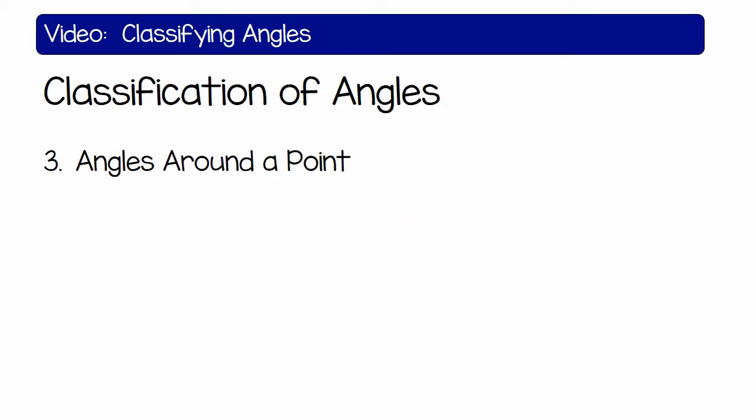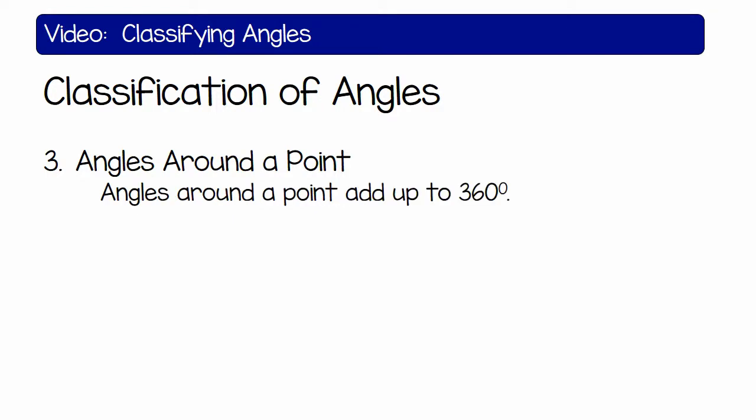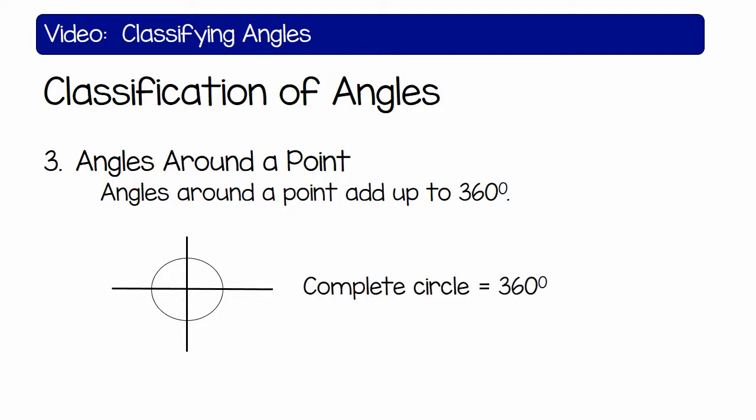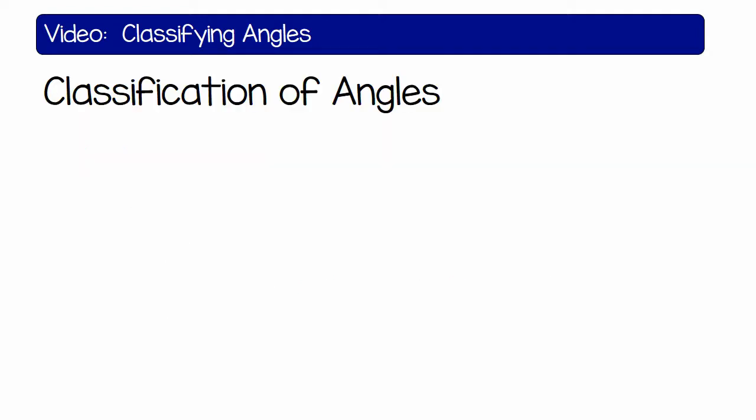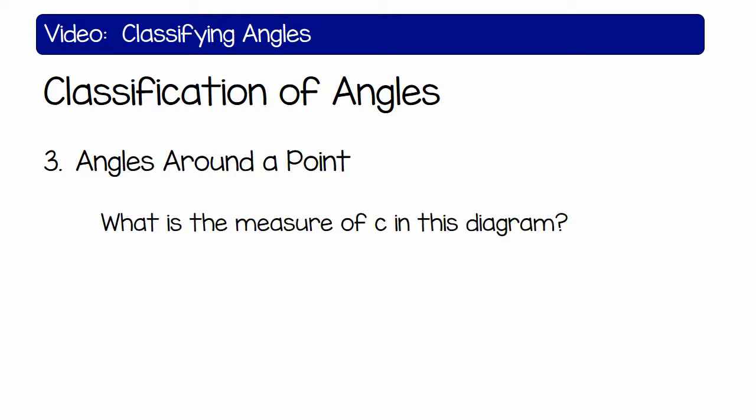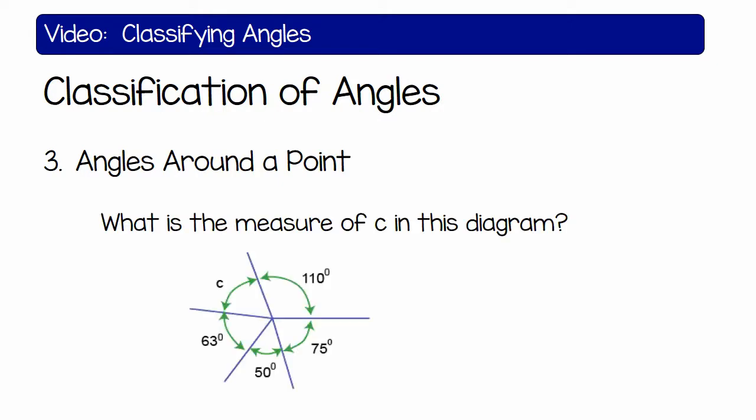Number 3, angles around a point. Angles around a point add up to 360 degrees. Here is an example. You will notice it's a complete circle, which would be 360 degrees. What is the measure of C in this diagram?